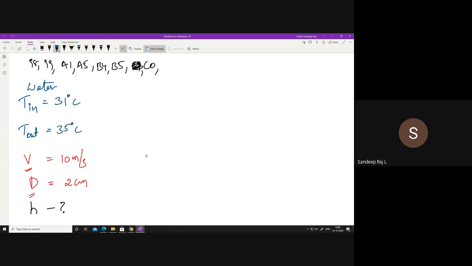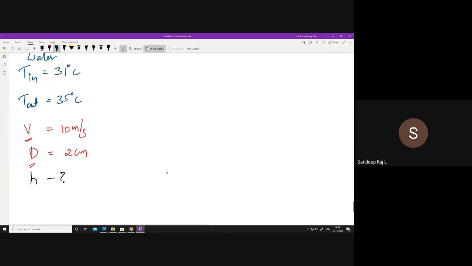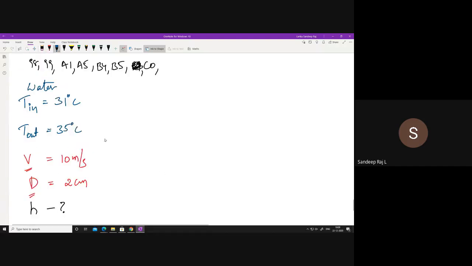Now, in any given internal flow problem, the first thing you have to do is calculate the bulk mean temperature, TBM. That's what I write it.